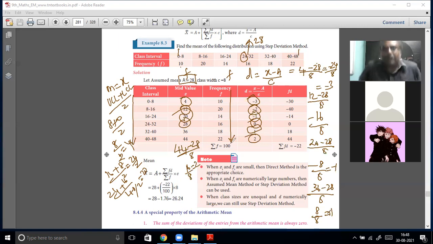Very simple. Now what you have to do? You have to get F into D. F into D, this you have to get. 10 into minus 3, minus 30. 20 into minus 2, minus 40. See how simple the calculation. 14 into minus 1, minus 14. Anything into 0 is 0. 18 into 1, 18. 22 into 2, 44. Very simple calculation. Then add up all this.